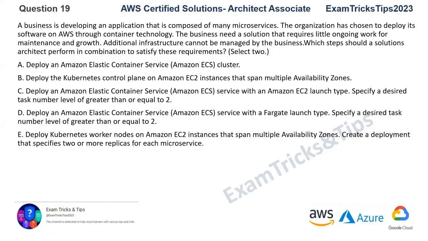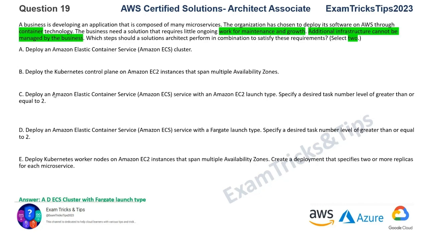Question number 19. A business is developing an application that is composed of many microservices. The organization has chosen to deploy its software on AWS through container technology. The business needs a solution that requires little ongoing work for maintenance and growth. Additional infrastructure cannot be managed by the business. Which steps should a solutions architect perform in combination to satisfy these requirements? And you need to select two options.